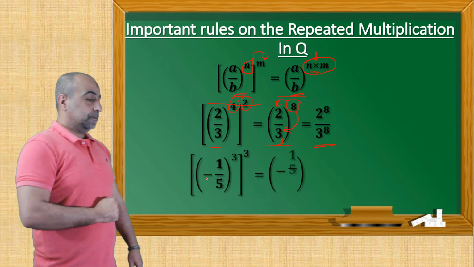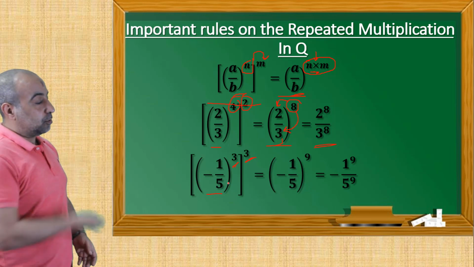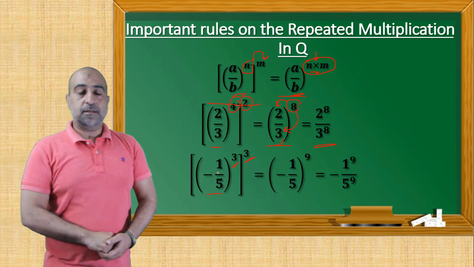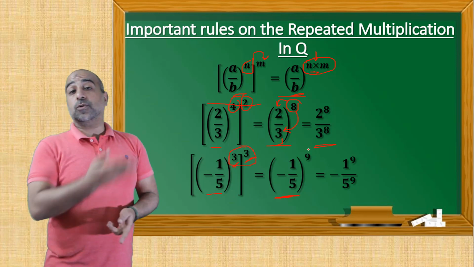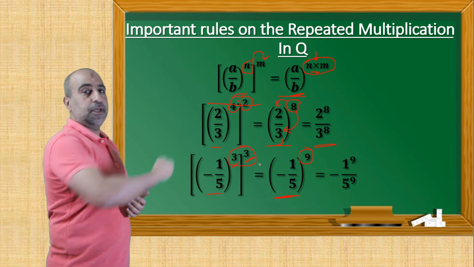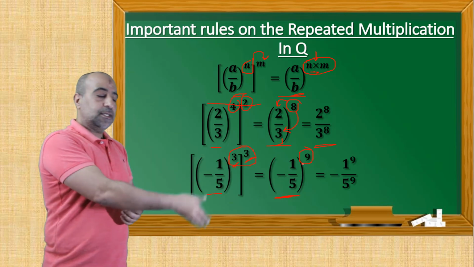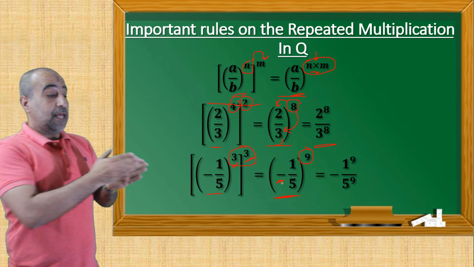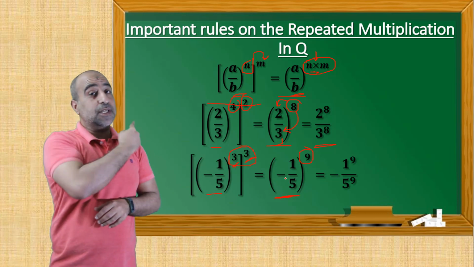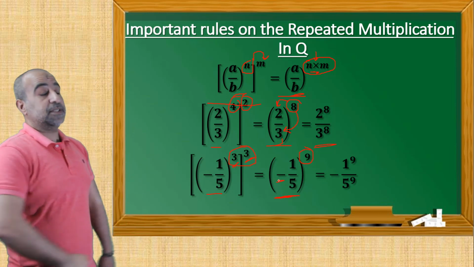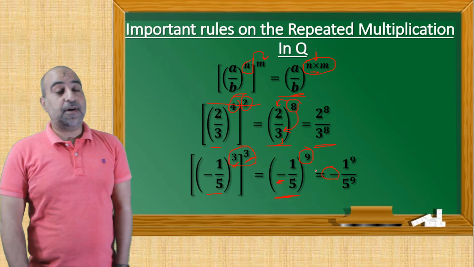Another example, negative 1 over 5 to the power of 3 all to the power of 3. Then the result will be negative 1 over 5 all to the power of 9. 3 times 3, the two powers, 3 and 3, and find the product between them. Then the result will be 9. 9 is an odd number, then the result will be negative because it's an odd number. It will be negative 1 to the power of 9 over 5 to the power of 9.